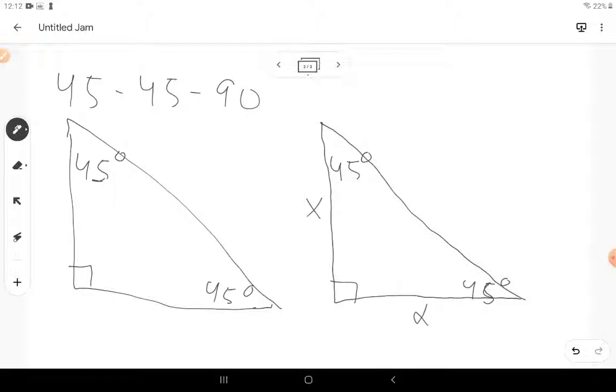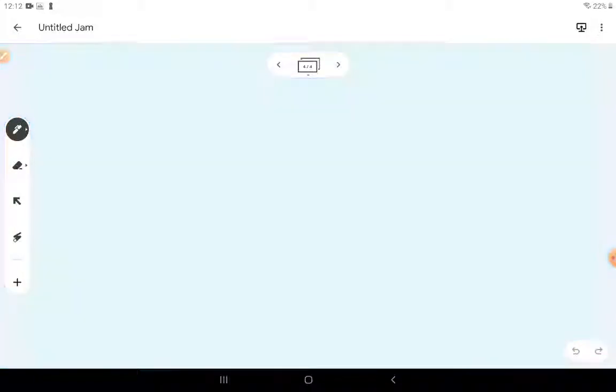But what about the hypotenuse? The hypotenuse in this 45, 45, 90 triangle is going to be whatever x is multiplied by the square root of 2. So now let's look at 3 examples.